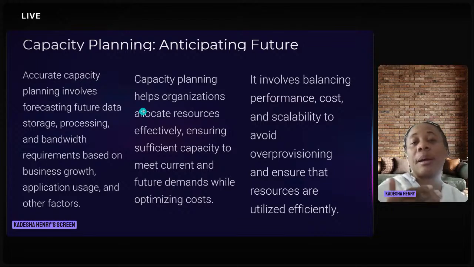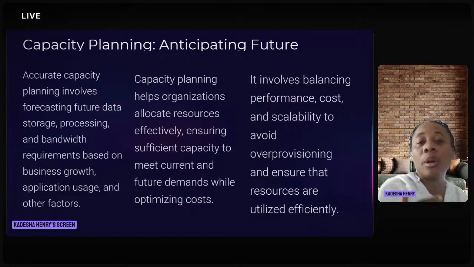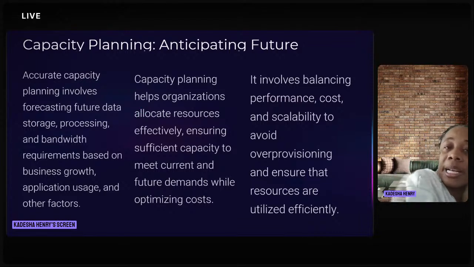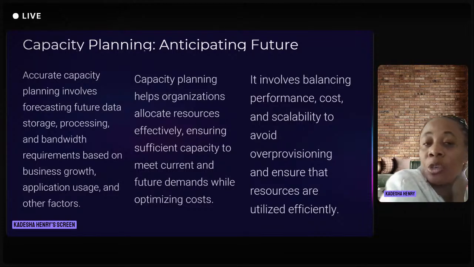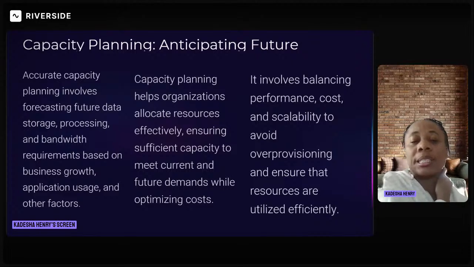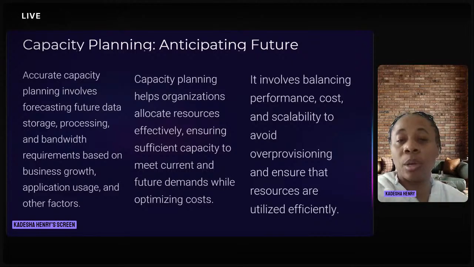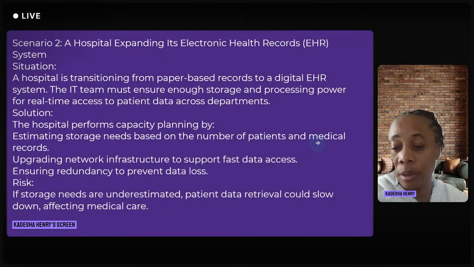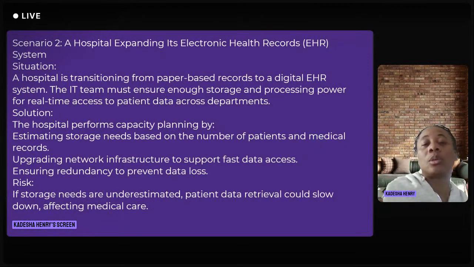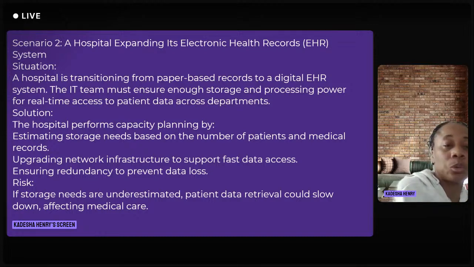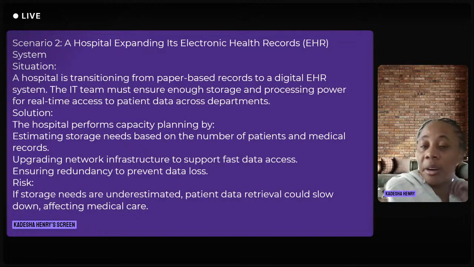And we did look at capacity planning, right? And we did say that accurate capacity planning involves forecasting future data storage, processing, and bandwidth. We looked at all of these before we got dropped off. So what we were going to was the scenario for those two, right? So let's get into the scenarios and the multiple choice.